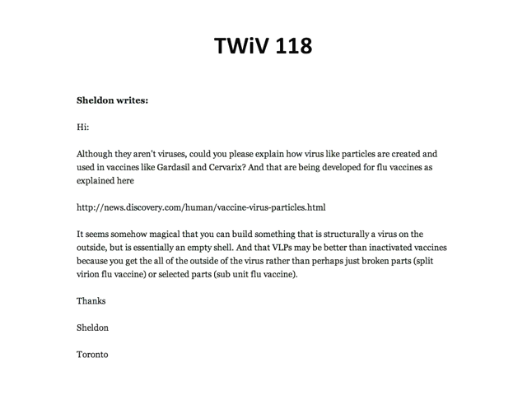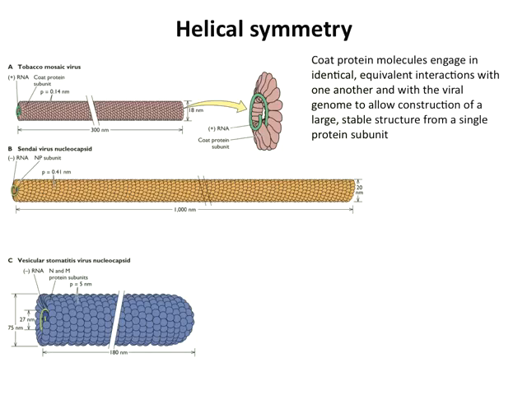Now, just this past week on our podcast, TWIV, we got a letter from Sheldon in Toronto, and he says, please explain how virus-like particles are created for Gardasil and Cervarix and those being developed for flu vaccines. It seems somehow magical that you can build something that is structurally a virus on the outside, but is essentially an empty shell. So he's absolutely right. It's magic because it's in the nature of the protein. I just wanted you to see that there are people out there wondering how this works. Now you know, because the proteins have this ability to interact with one another in symmetrical ways. That's why you can get these virus-like particles.